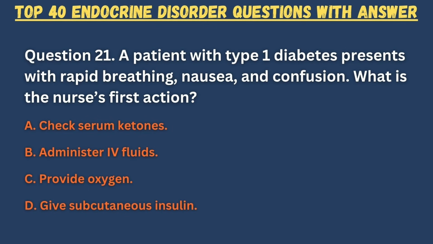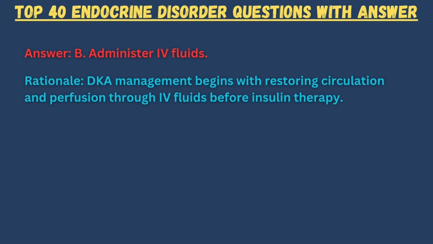Question 21. A patient with type 1 diabetes presents with rapid breathing, nausea, and confusion. What is the nurse's first action? A. Check serum ketones. B. Administer IV fluids. C. Provide oxygen. D. Give subcutaneous insulin. Answer. B. Administer IV fluids. Rationale. DKA management begins with restoring circulation and perfusion through IV fluids before insulin therapy.